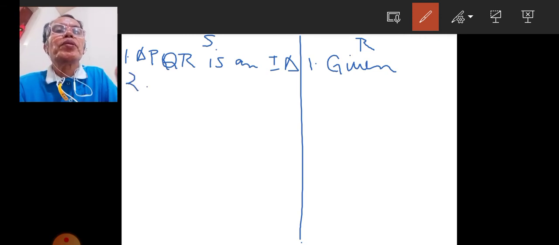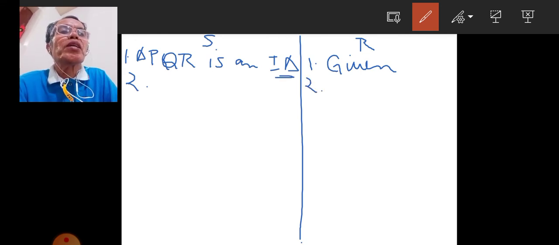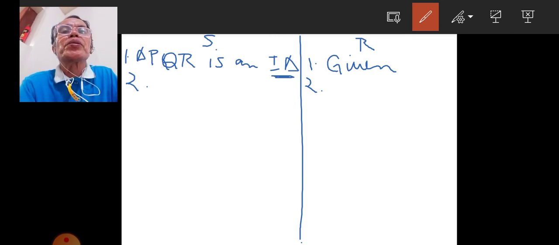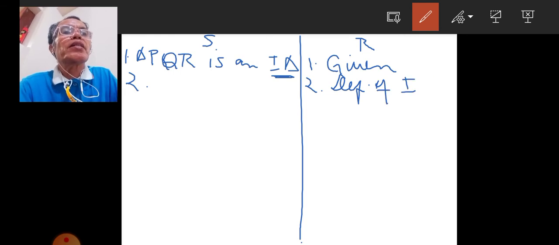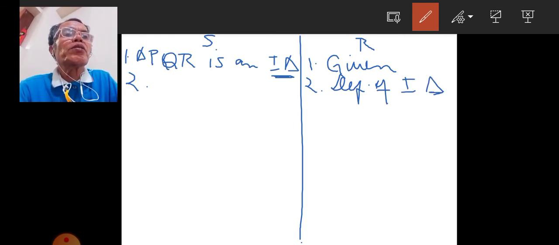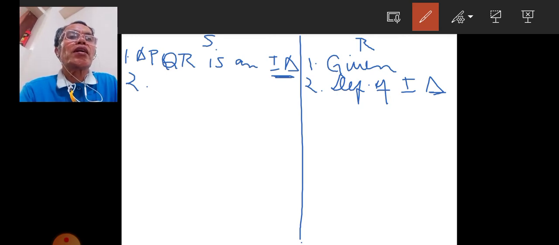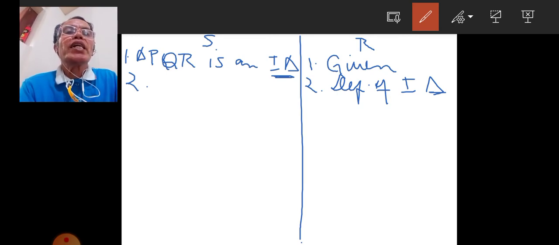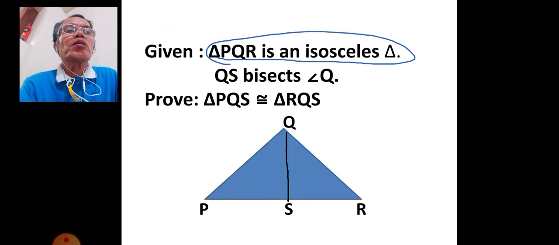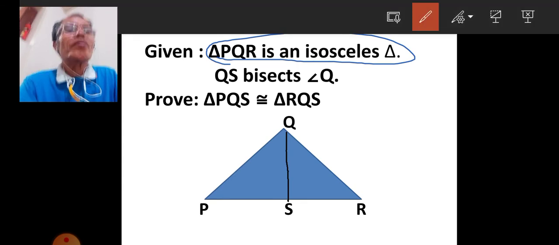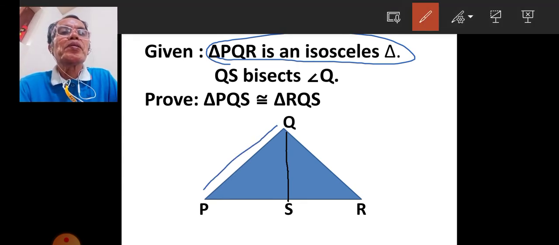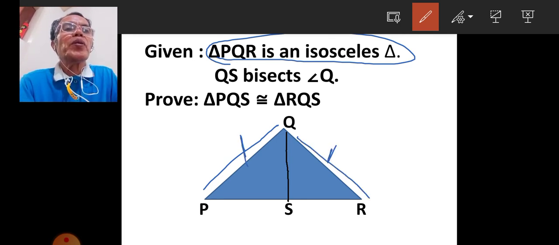Next, number 2. For the reason number 2, you can anticipate your answer because we have the isosceles triangle. Therefore, your reason for number 2 must be definition of isosceles triangle. And what is an isosceles triangle? An isosceles triangle is a triangle with two congruent sides. So in your statement number 2, you are going to state the two sides that are congruent. So that is side PQ must be congruent to side RQ.